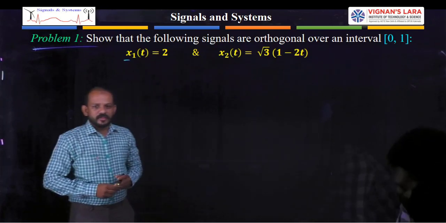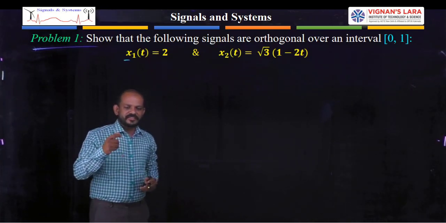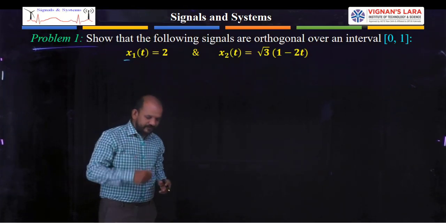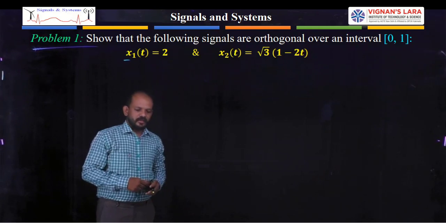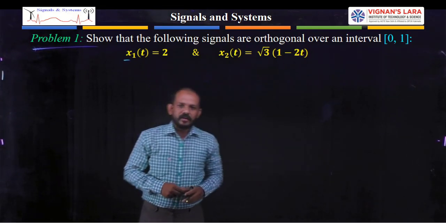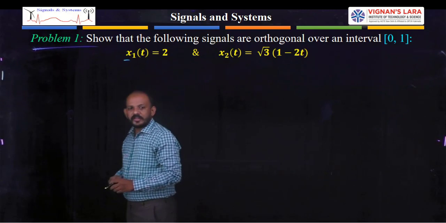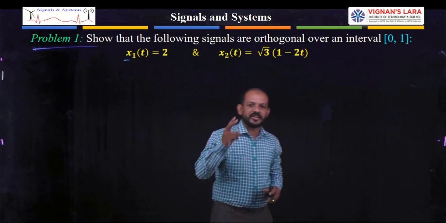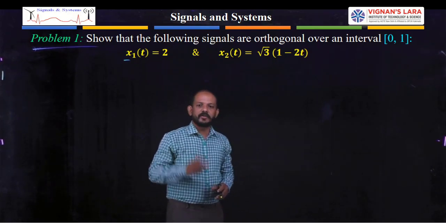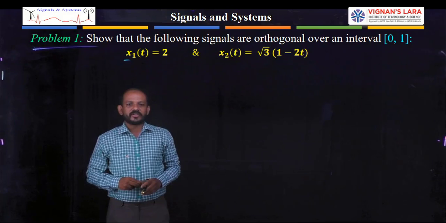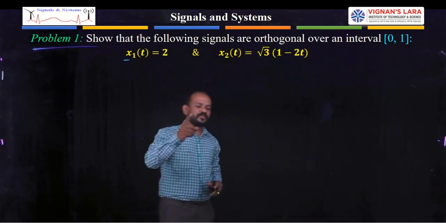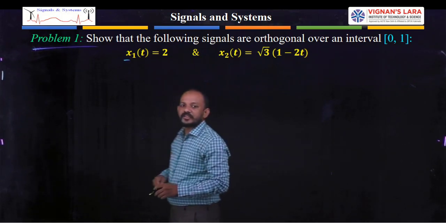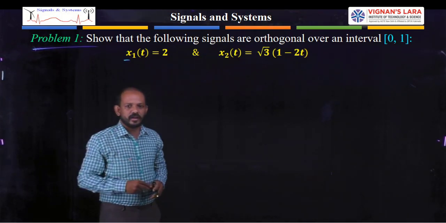Hi students, in the previous class we discussed the analogy between vectors and signals. We all know that two vectors are orthogonal to each other whenever their dot product is equal to 0. If the dot product of two vectors is equal to 0, then we can say those two vectors are orthogonal to each other.